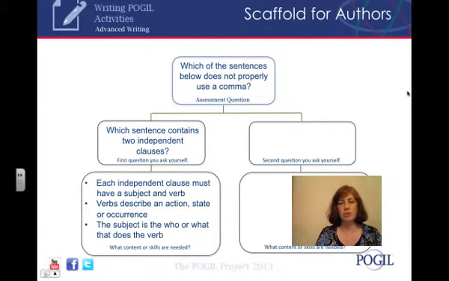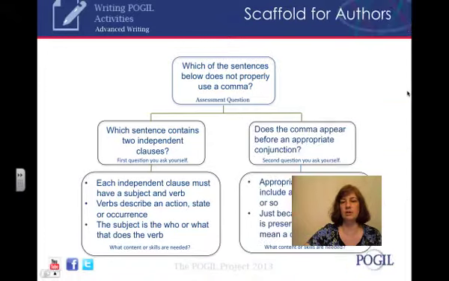You need to know what an independent clause is. Does it have a subject and a verb? You need to know that verbs describe an action. You need to know that a subject is the who or what that is doing the verb. You also need to know something about conjunctions. A comma needs to be before a conjunction: and, but, or, nor, yet. And just because a conjunction is present doesn't necessarily mean a comma is needed. That's one of the main misconceptions about this punctuation rule.